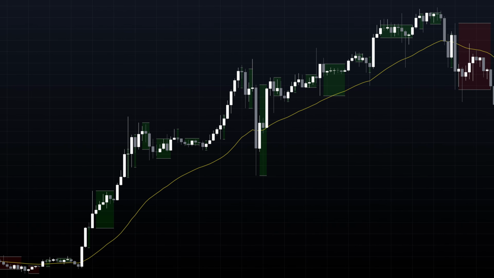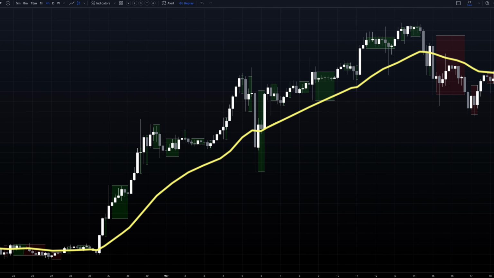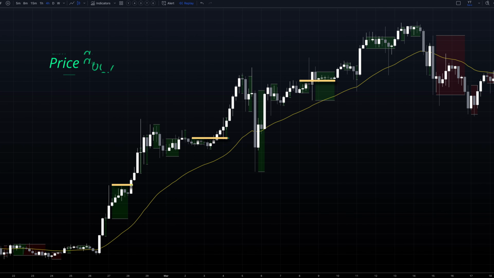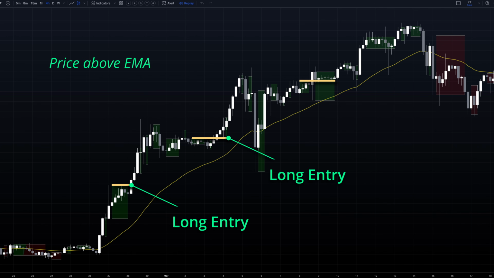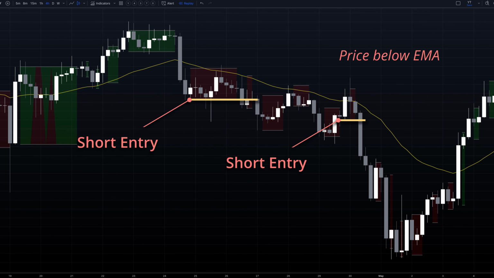One practical trading strategy involves using the indicator to identify breakouts in relation to the EMA. For instance, you might consider buying when price breaks above a range while being above the specified EMA, and selling when price breaks below a range while being below the EMA.